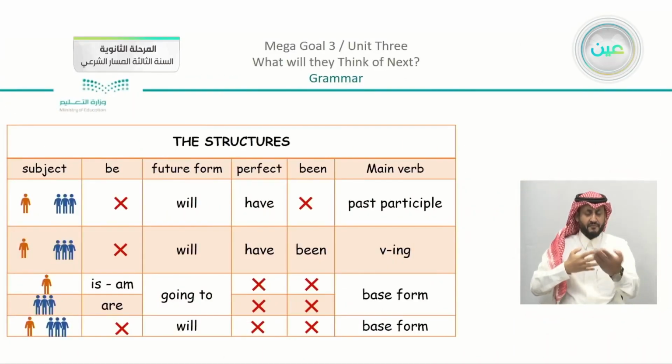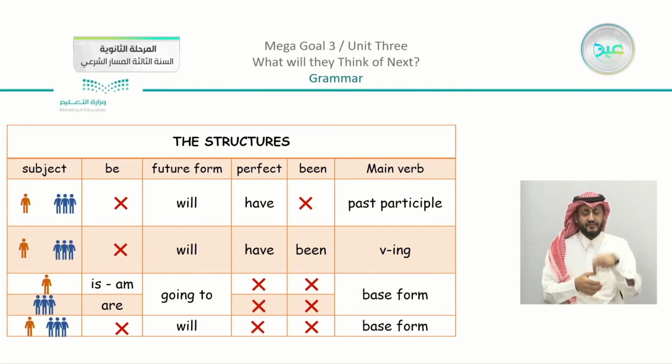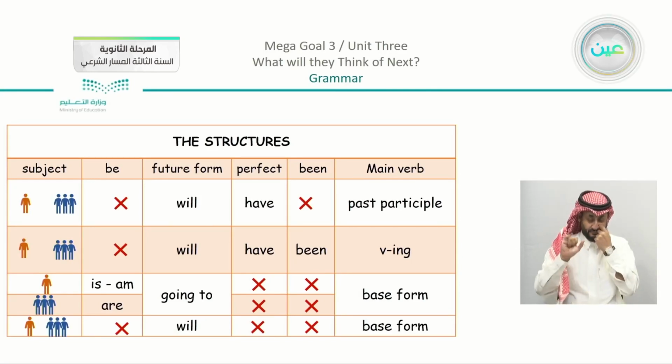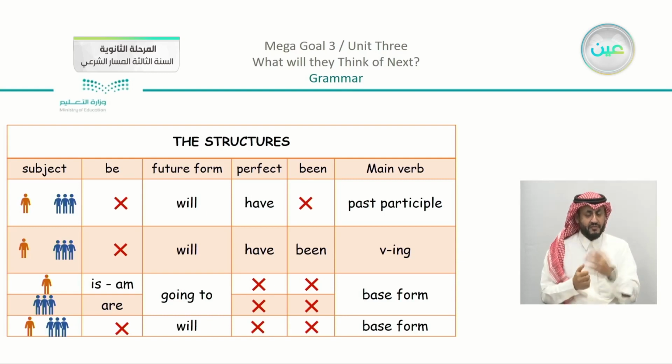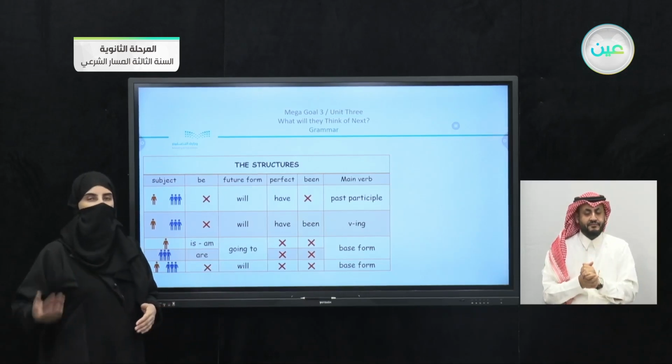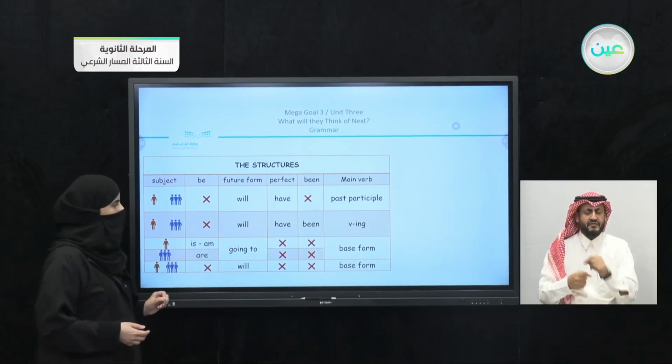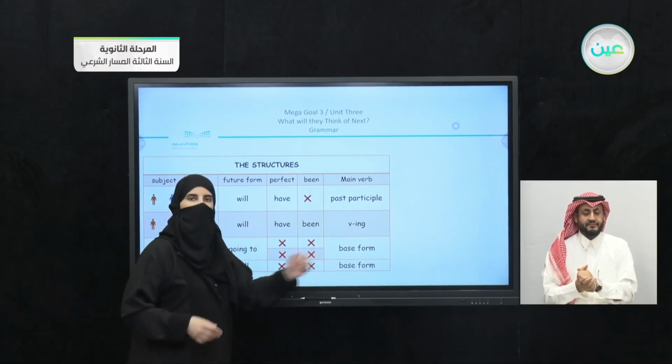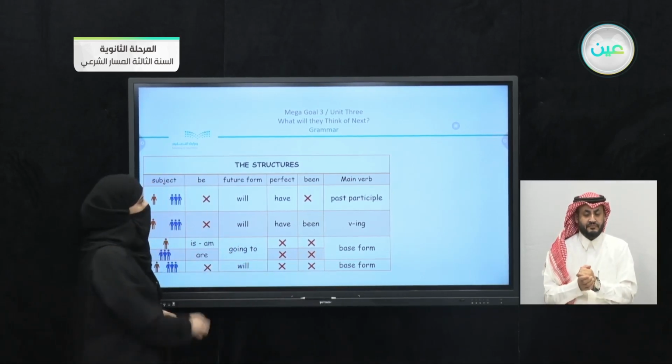Now we're going to apply the rest of our structures here. You can see that we have here the first part. You can see the second. I have, if it is singular, I'm going to use either is or am plus going to. If we have plural, we're going to use are plus going to. There is no perfect form used, and you're going to use the base form. If you just have will, it can be applied with either singular or plural, as you can see here, and it is used also with the base form. Moving on.